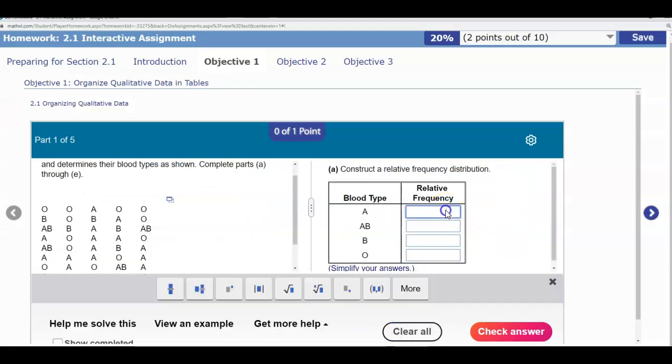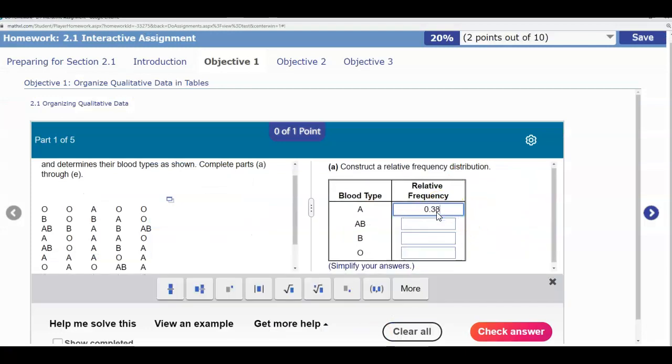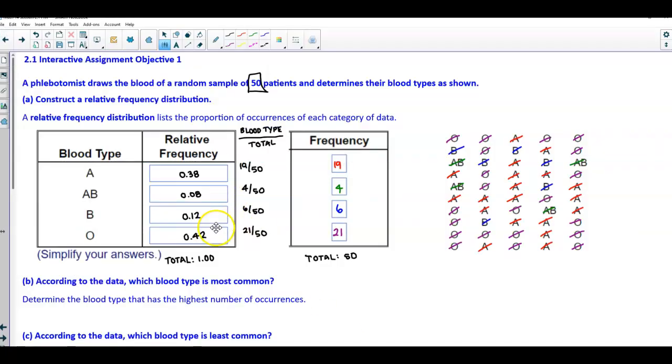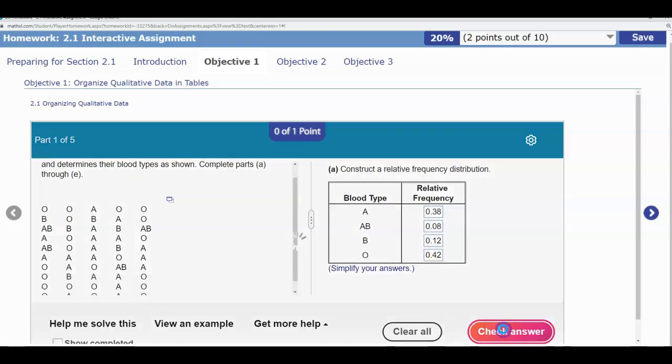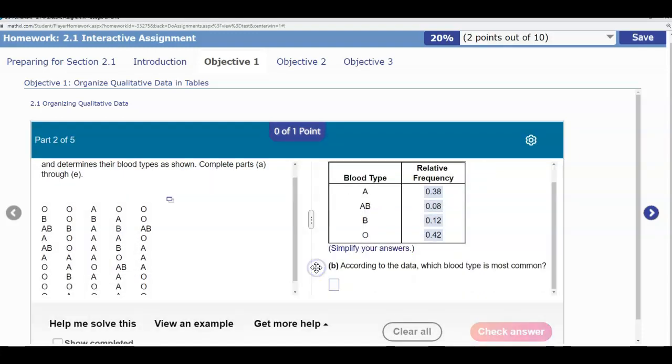So we have 0.38, 0.08, and then 0.12 and 0.42. I want to make sure these spaces are nice and clean so we don't have anything else remaining. I'm going to check our answer, and there's our result.